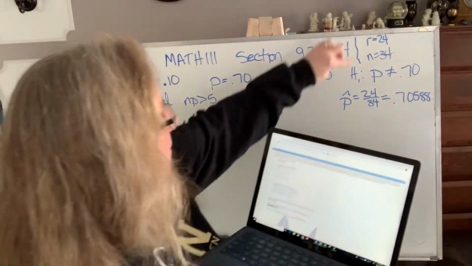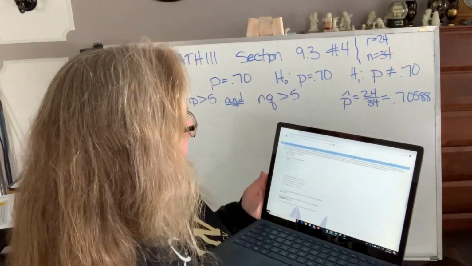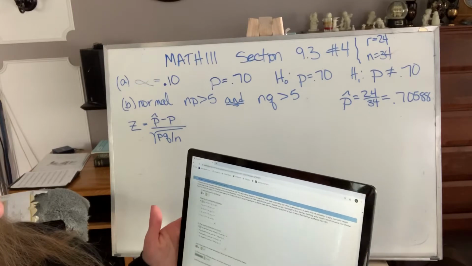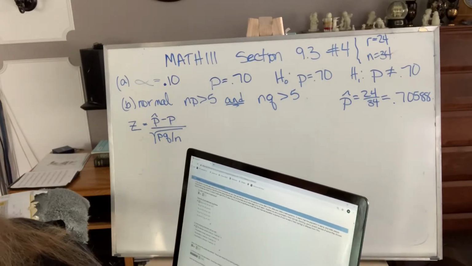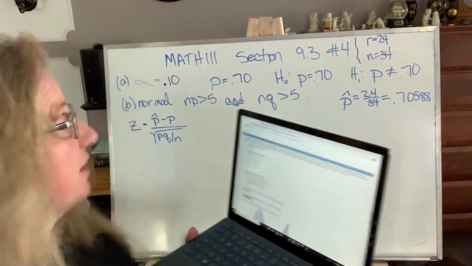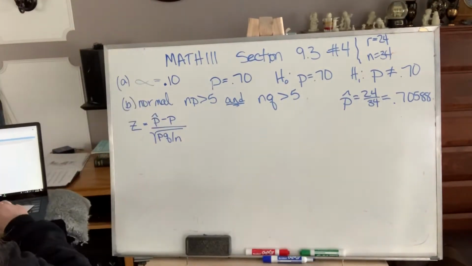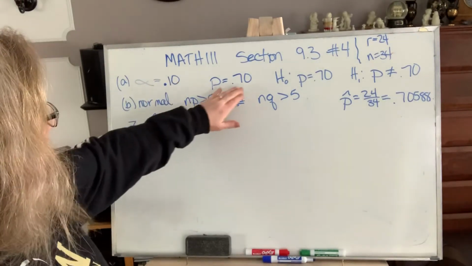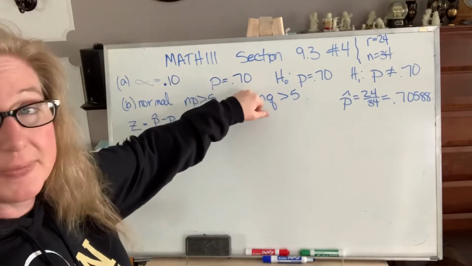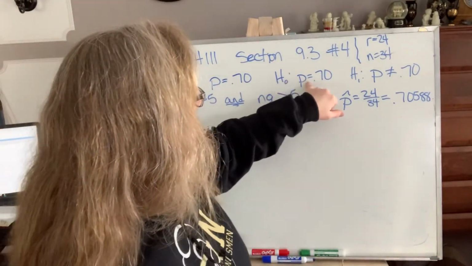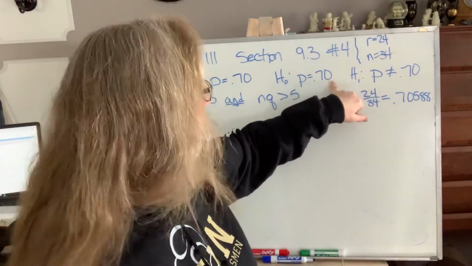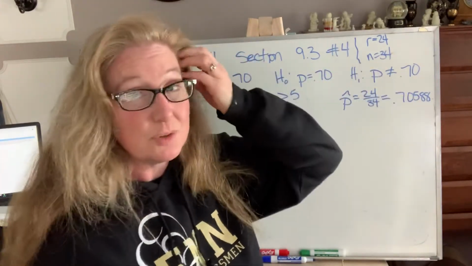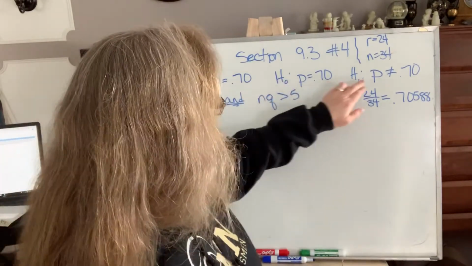So my r is the 24, my n is the 34. Use a 10% level of significance to test the claim that the population proportion of such arrests in Rock Springs is different from 70%. So different than, so my alpha is 0.1, so that's part of the answer to part A. My p value is 0.7, that was given in the problem. H naught, p equals 0.7. H1, my alternative hypothesis, is that p is not equal to 0.7. And again, these are little p's, these are historical information.